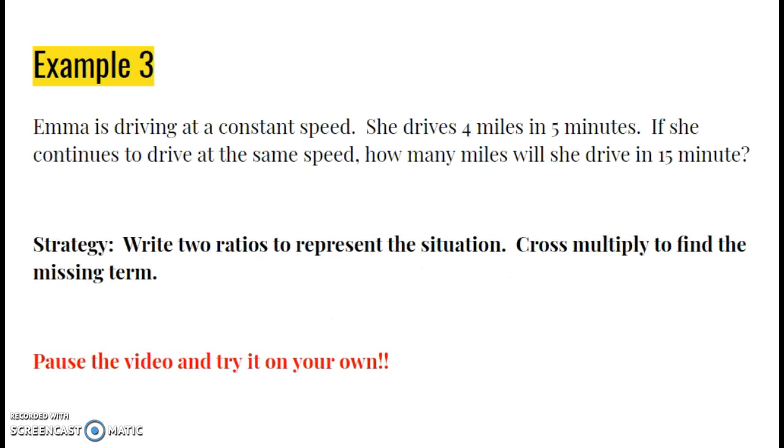For example 3, Emma is driving at a constant speed. She drives 4 miles in 5 minutes. If she continues to drive at the same speed, how many miles will she drive in 15 minutes? So your strategy is going to be to write two ratios to represent the situation. You're going to use cross multiply to find the missing term. So remember, you're going to have a variable in one of your fractions that you're going to write before you cross multiply. So pause the video, try it on your own, and then we'll go into our explanation.